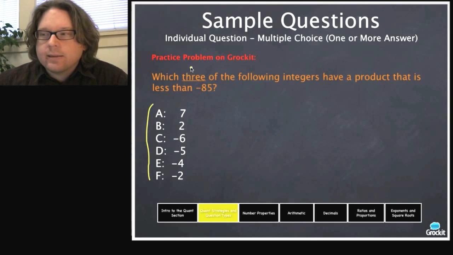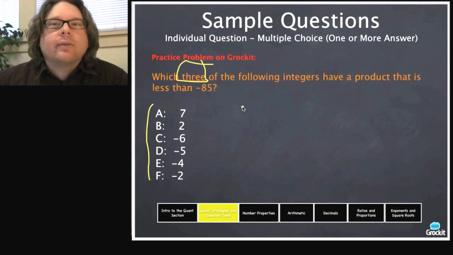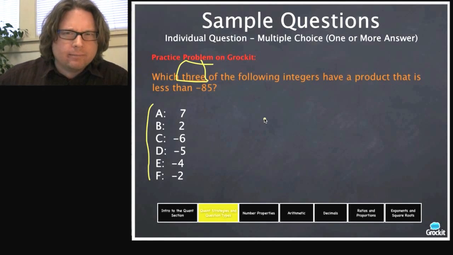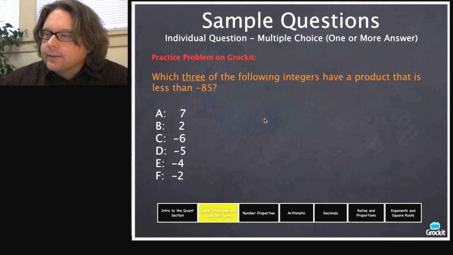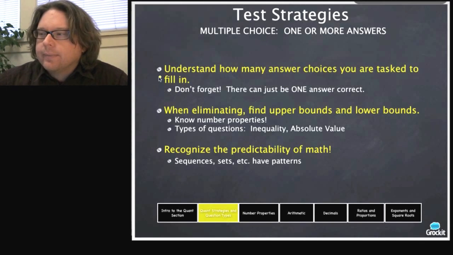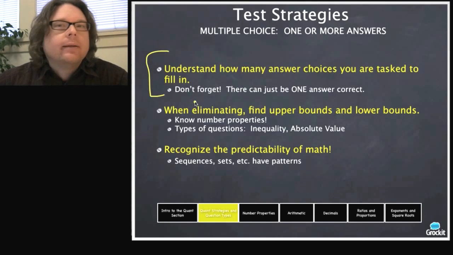They won't always specify the number. It may be, select all that apply, as you may have done in surveys. So pay very close attention to the format, because otherwise you'll get it wrong, and you don't want to do that. So your strategy with the one or more answers, definitely understand how many answer choices you have been asked to fill in. Write it down if you need to. Keep it straight. Chant it to yourself.